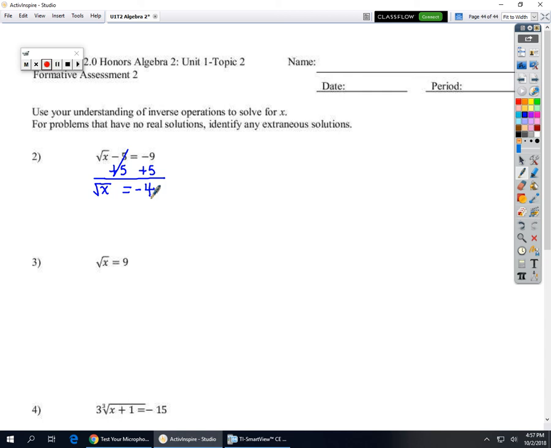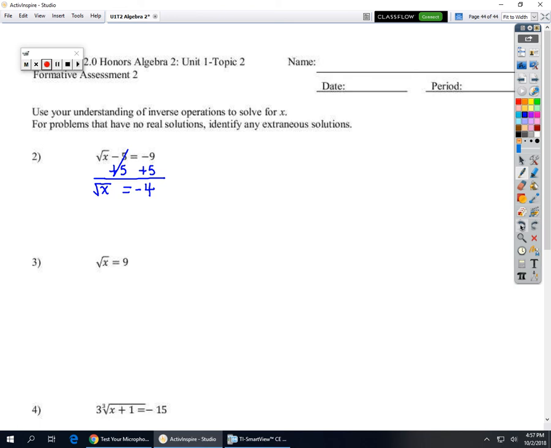Now off the bat, I immediately know that there is no solution. This is because I have an expression with a square root equaling a negative number. This is telling me that there is some number I can put into a square root that will output a negative answer. That is not possible. Whenever you have a square root expression equaling a negative number, you know that there is no solution. So I would write no solution.